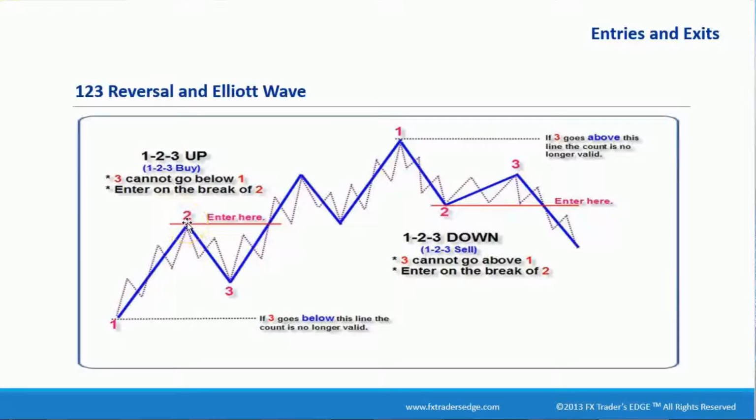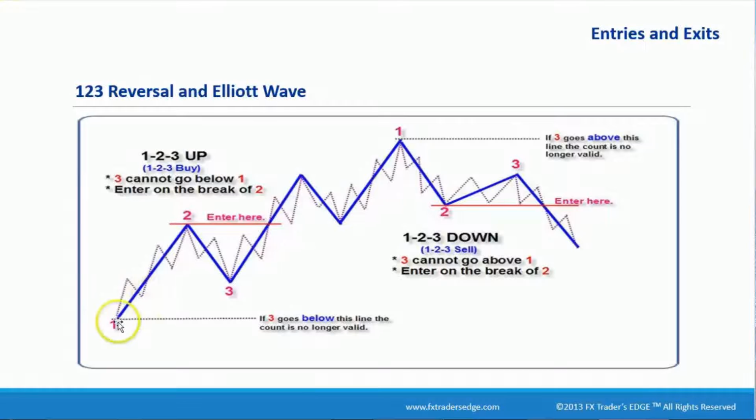And that's where we can go down to a smaller time frame and take the same 1, 2, 3 setup on a smaller scale, because the markets are fractal, the markets repeat themselves over and over again, the patterns repeat themselves over and over again. So you can go down to a smaller time frame and take the same 1, 2, 3 reversal pattern if you choose to get in earlier.